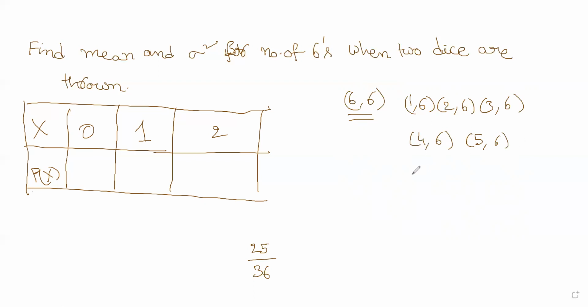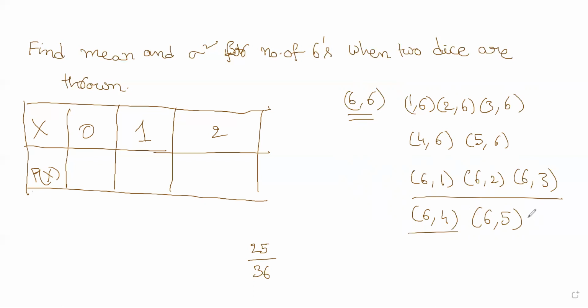And then you topple these things. And again, you have 6, 1; 6, 2; 6, 3; 6, 4; and 6, 5. How many? This is 12, and this is 11. Right? So it is 11 out of 36 possibilities where you will get the 6.